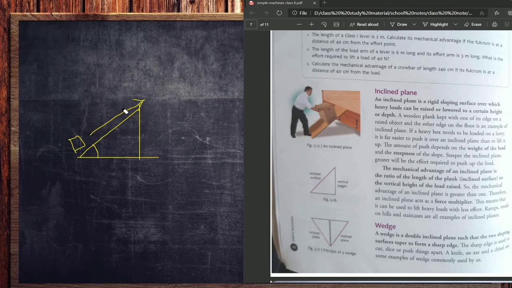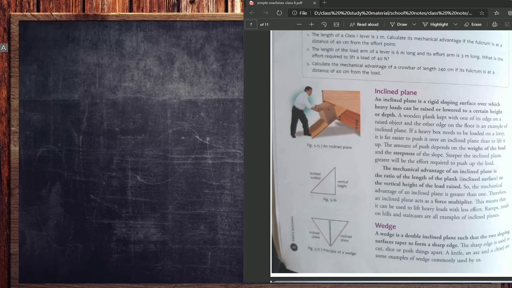Similarly, if you started to unload the truck or whatever over there, you can slide that box down. So the energy required for this case by using the inclined plane will be very less. So that is the advantage of inclined plane. And by this inclination principle, we actually use the wedge shape.